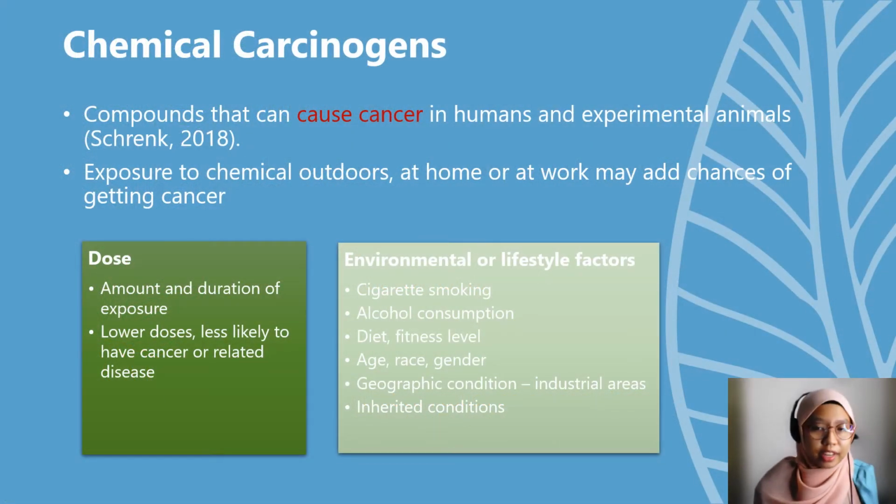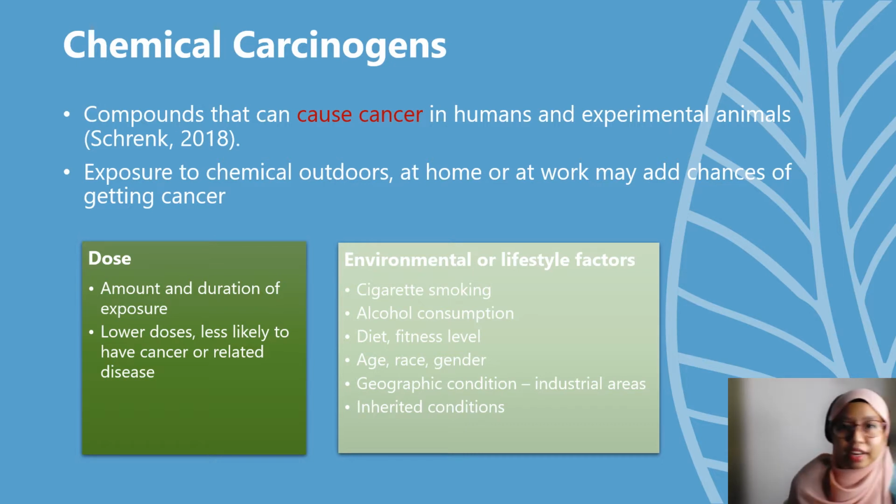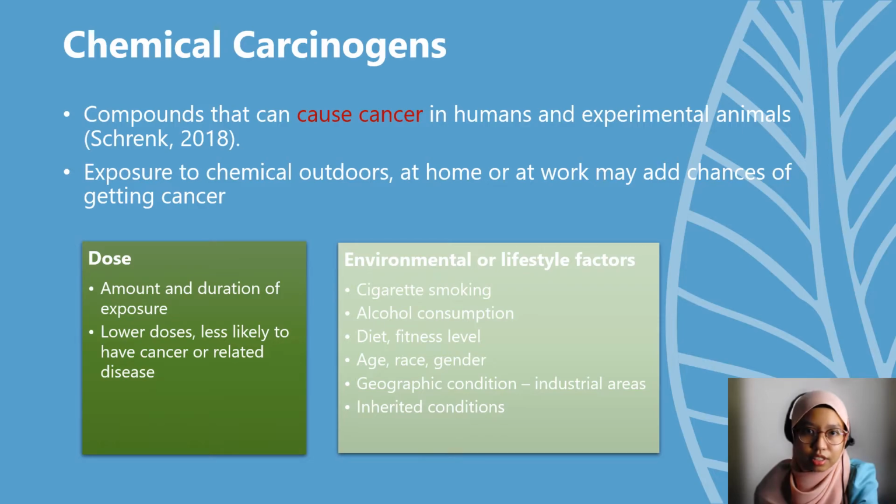Firstly, I will explain on the chemical carcinogen. It is a compound that can cause cancer in human and experimental animal. It can be affected by the amount of dose, such as amount and duration of exposure. As lower amount of dose, it will be less likely to have cancer or any related disease. It can also depend on the environmental or lifestyle factor, such as cigarette smoking, alcohol consumption, diet, age, gender, geographic condition, especially on the industrial area, and also by the inherited condition.